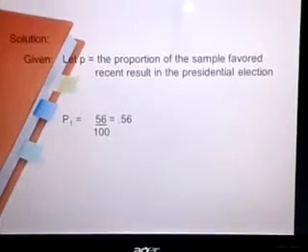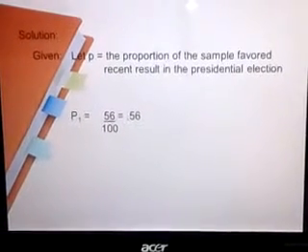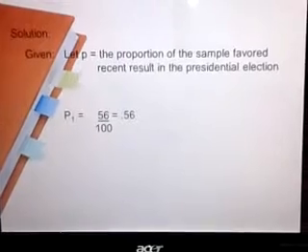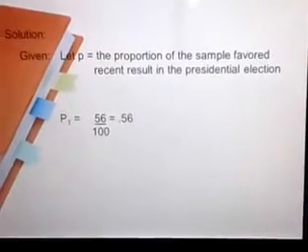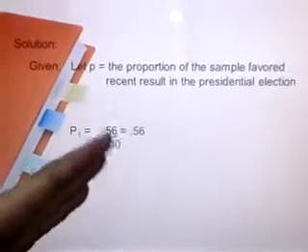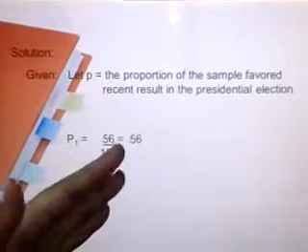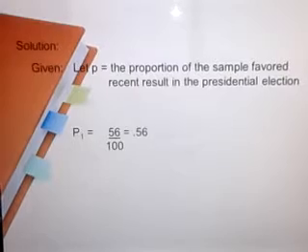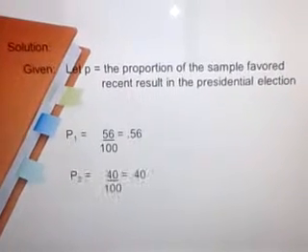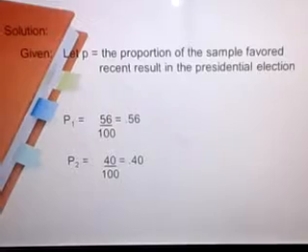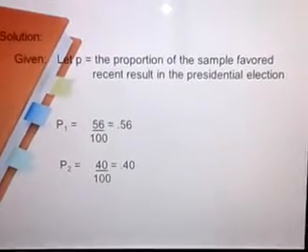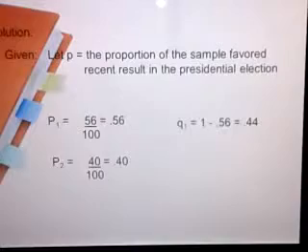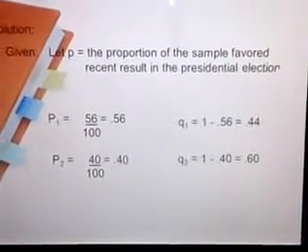So, the solution, the given. Let P be the proportion of the sample who favored the recent result in the presidential election. So, P1 is equal to, getting the decimal, 56 divided by 100, which is equivalent to 0.56. Then our P2 is 0.40. Our Q1 is 0.44. Q2 is 0.60.